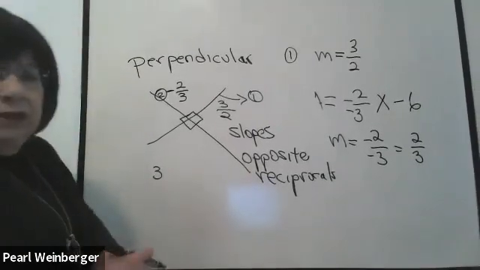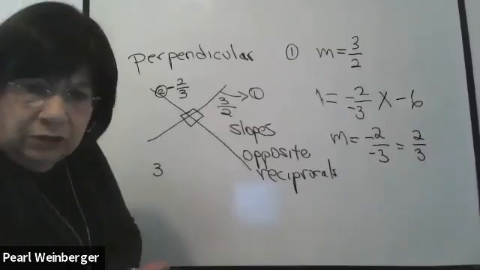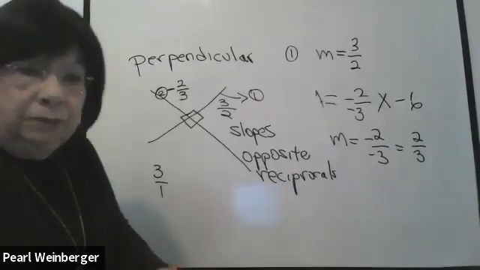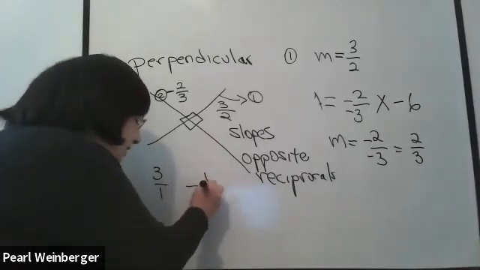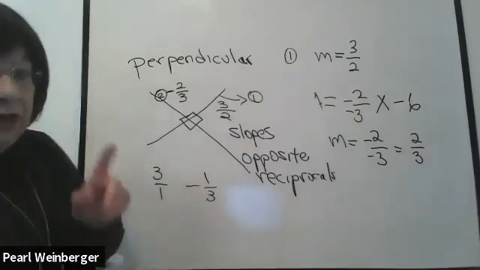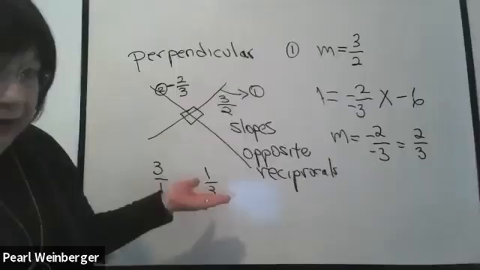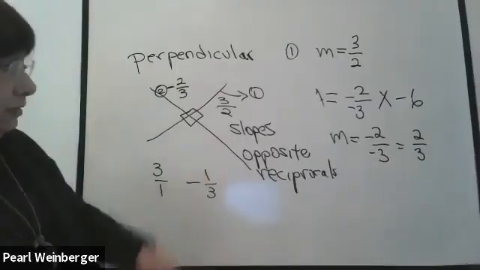What is 3 written as a fraction? 3/1. So what would its opposite reciprocal be? 1/3. Close. Opposite. Negative 1/3. You see what I have to do? I have to flip the fraction over and switch its sign.